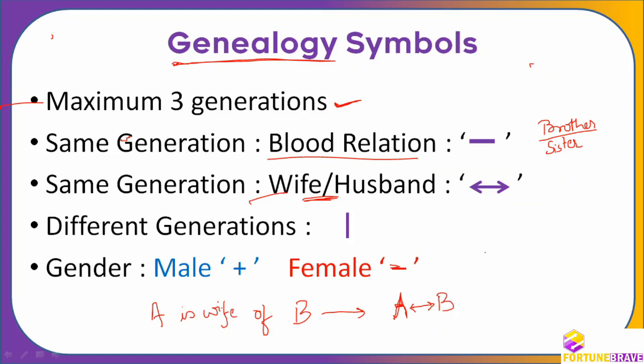You can put whatever you want, but it has to be in the same generation. You cannot write a vertical line for this. You can put it like this, whatever you want, but it has to be like this. But normally I am putting this arrow mark. Why arrow mark?